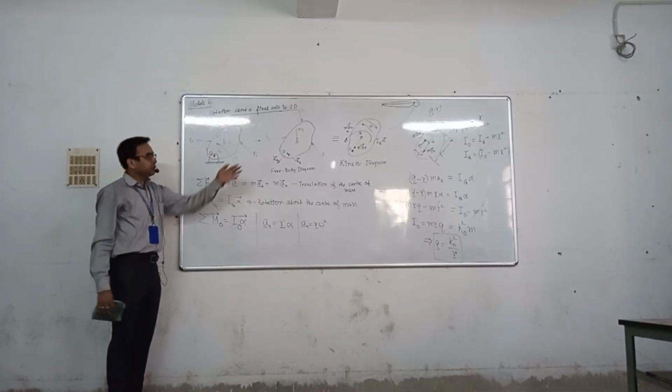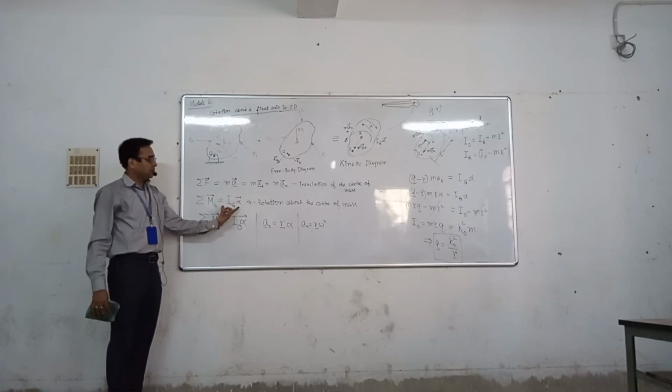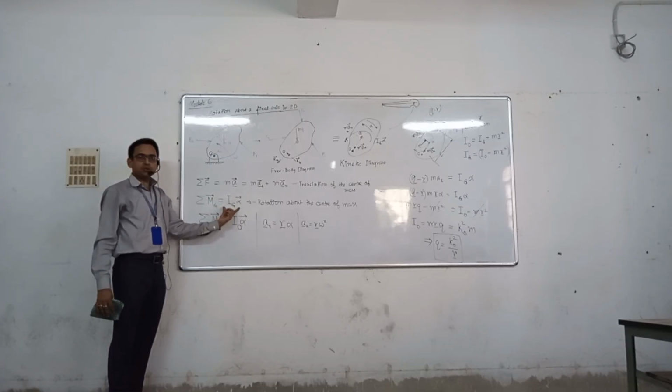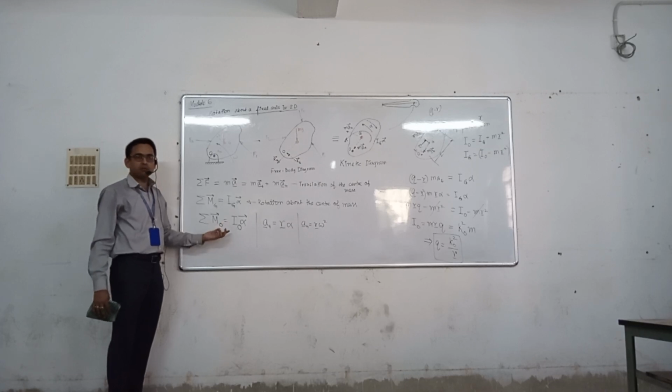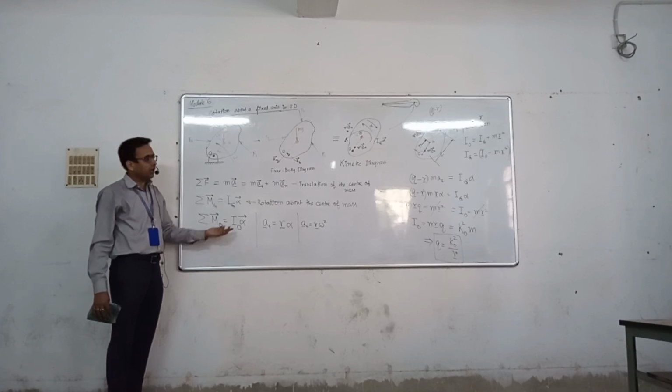Clear? So we will write two equations: translation and rotation. Then rotation about G or M has similar relations, and we can solve this.